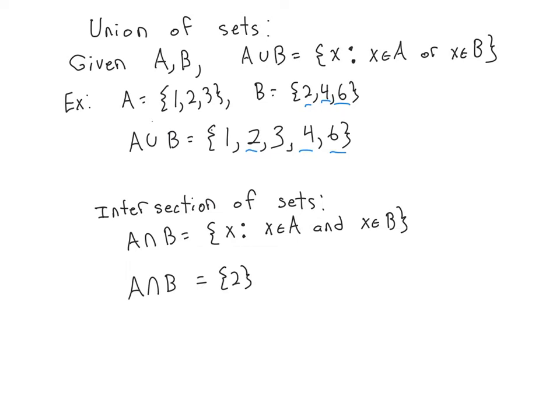Next, we also define intersection. Now, the intersection of 2 sets is the elements that are in both sets. So x has to be an element of A, and x has to be an element of B. So for instance, using our 2 sets from above, the only element they have in common is the element 2, and so the intersection is the set containing only 2. It doesn't have 1 because 1 is in A but not in B. Likewise, it doesn't have 6 because that element of B is not in A. It only has the elements they have in common.